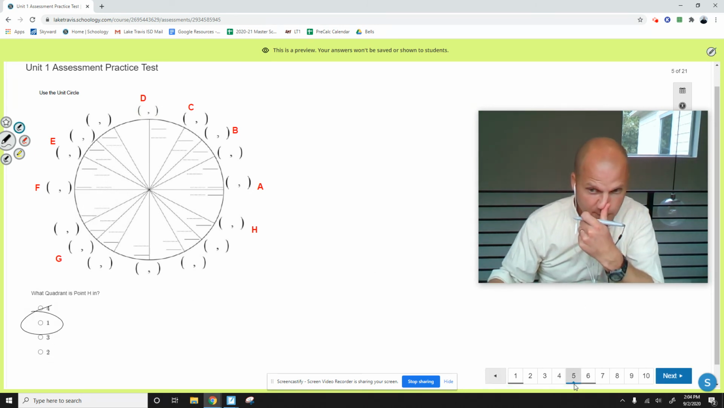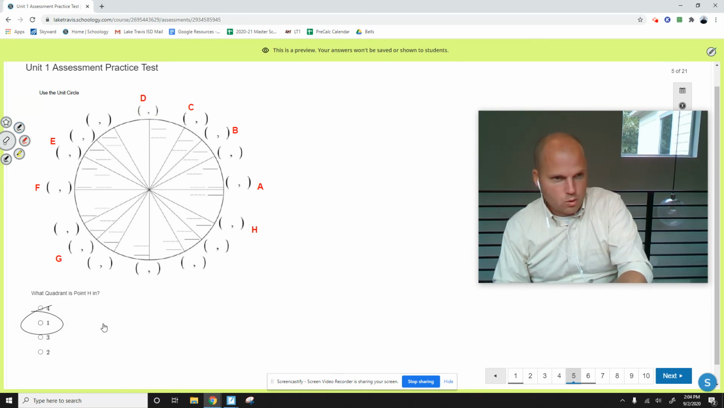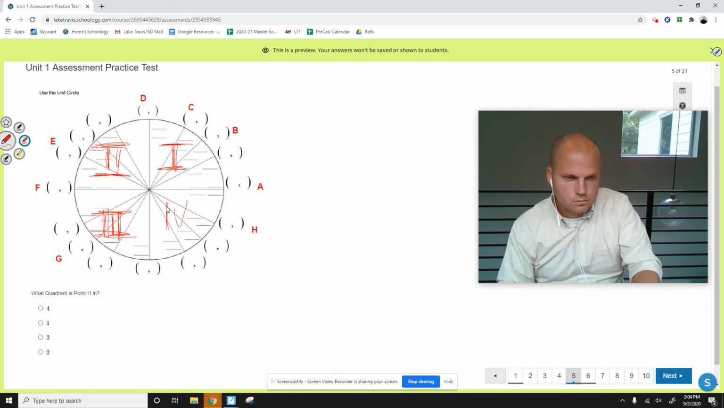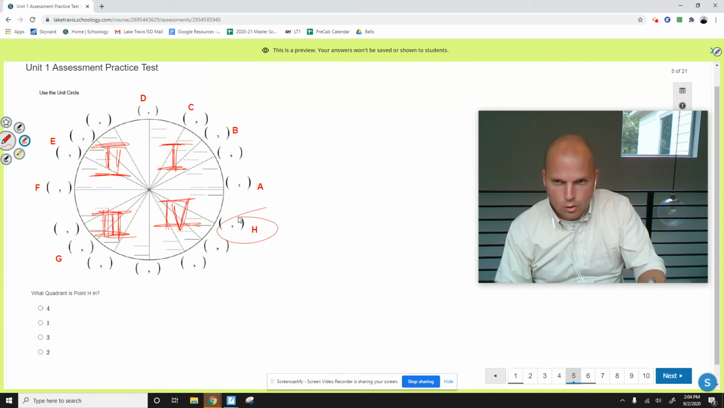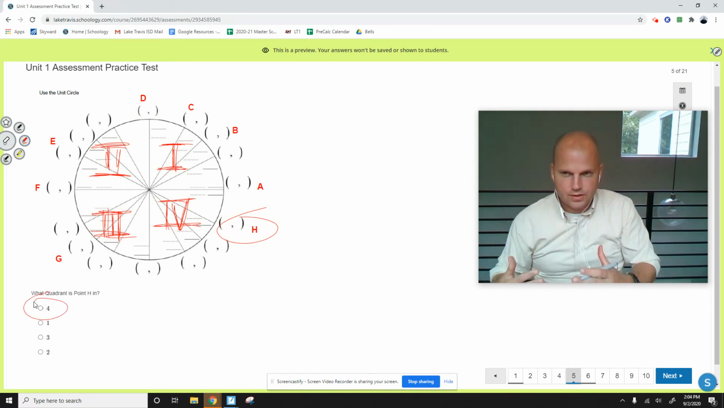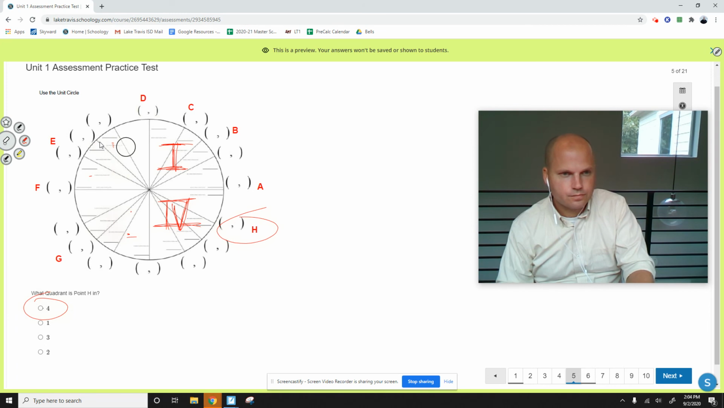Moving on. Number 5. What quadrant is point H in? You just have to remember first quadrant, second quadrant, third quadrant, fourth quadrant. That's how we go around our axes. So H is in quadrant 4. It's where we got positives for x's and negatives for y's.